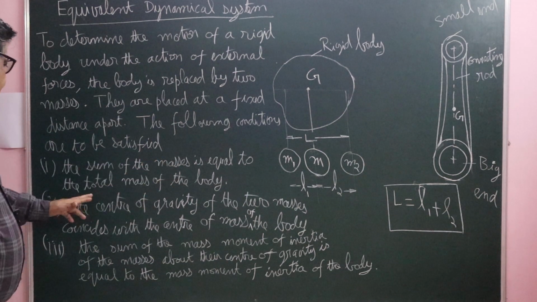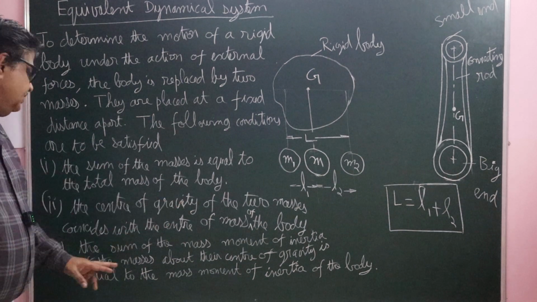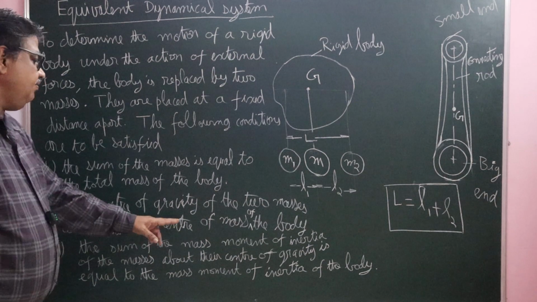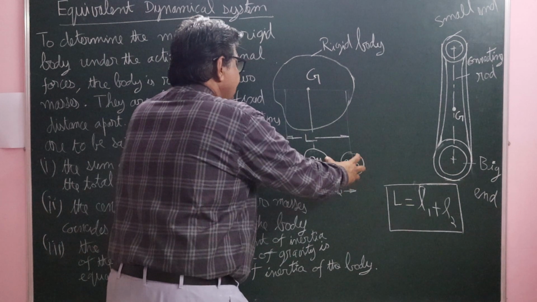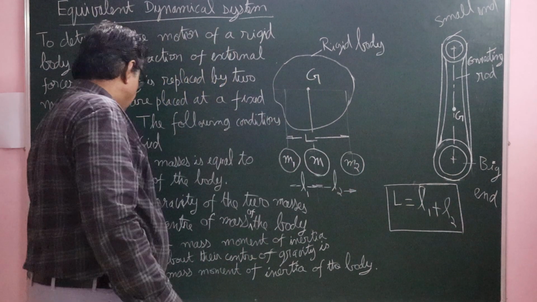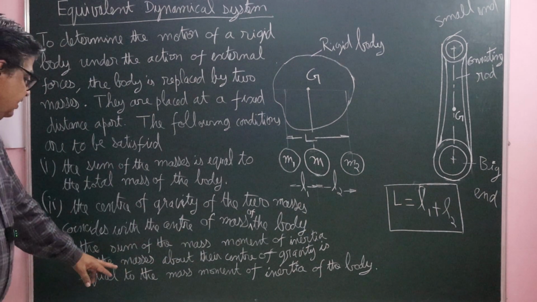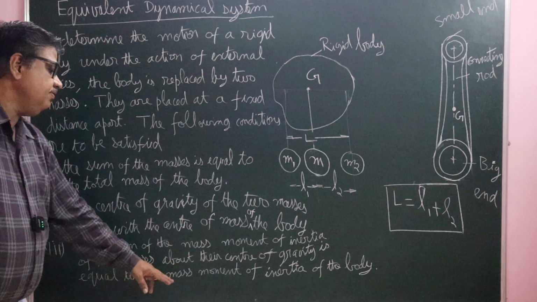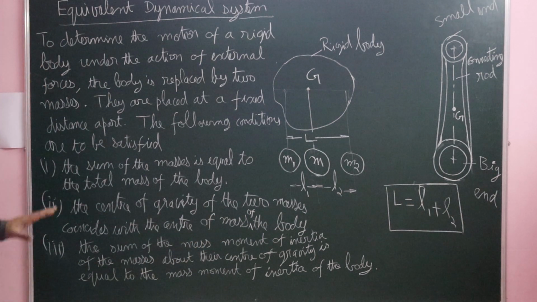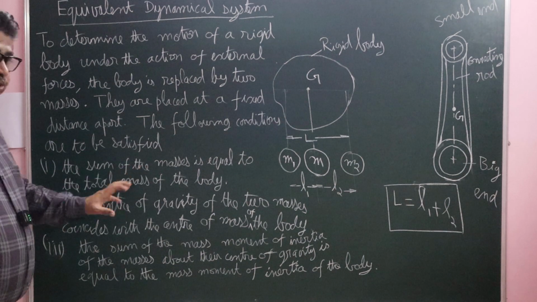The sum of the masses is equal to the total mass of the body. Second condition, the center of gravity of the two masses coincides with the center of gravity of the body. The center of gravity of the two masses taken together is the same as the center of gravity of the rigid body. Third condition, the sum of the mass moment of inertia of the two masses about their center of gravity is equal to the mass moment of inertia of the body. This is the third condition. So these three conditions must be satisfied to replace the rigid body by two masses m1 and m2.